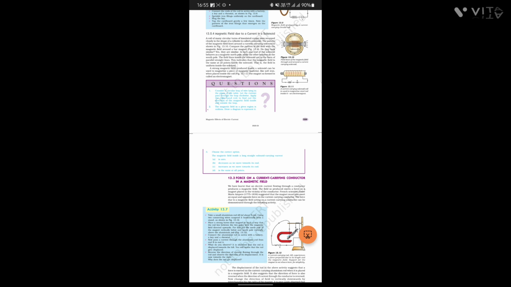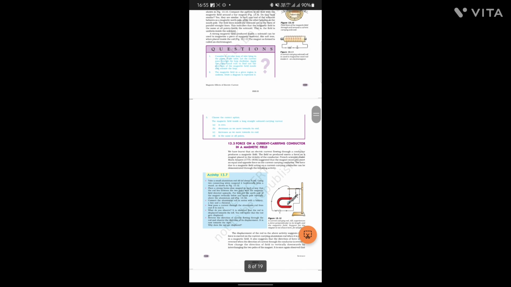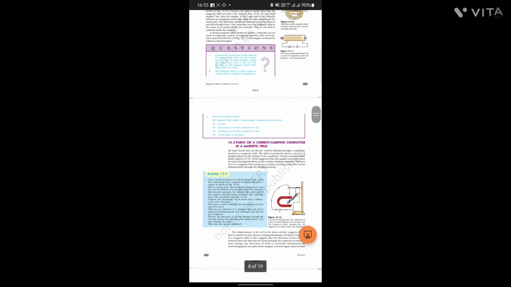Next, the second question: the magnetic field in a given region is uniform. Draw a diagram to represent it. And question number 3 may be asked in your MCQ type questions or 1 mark questions.